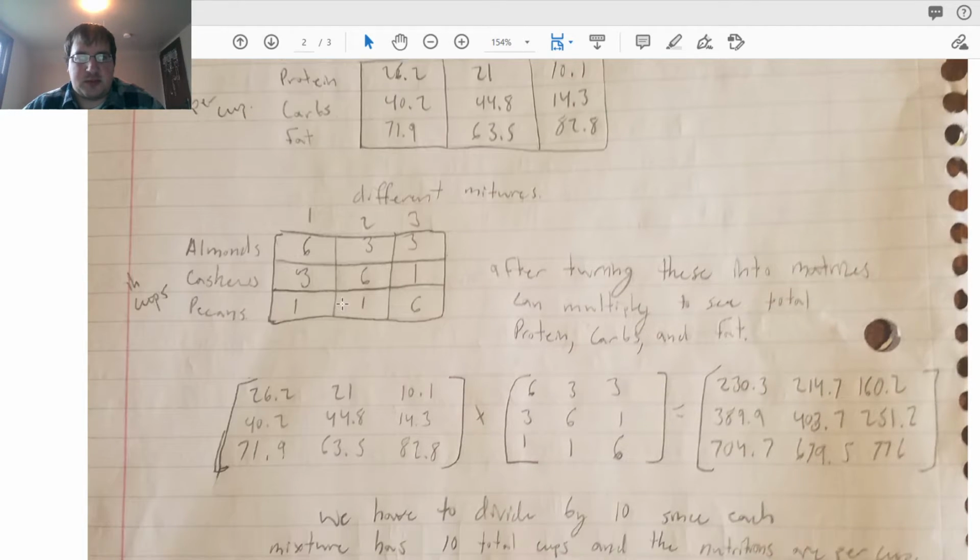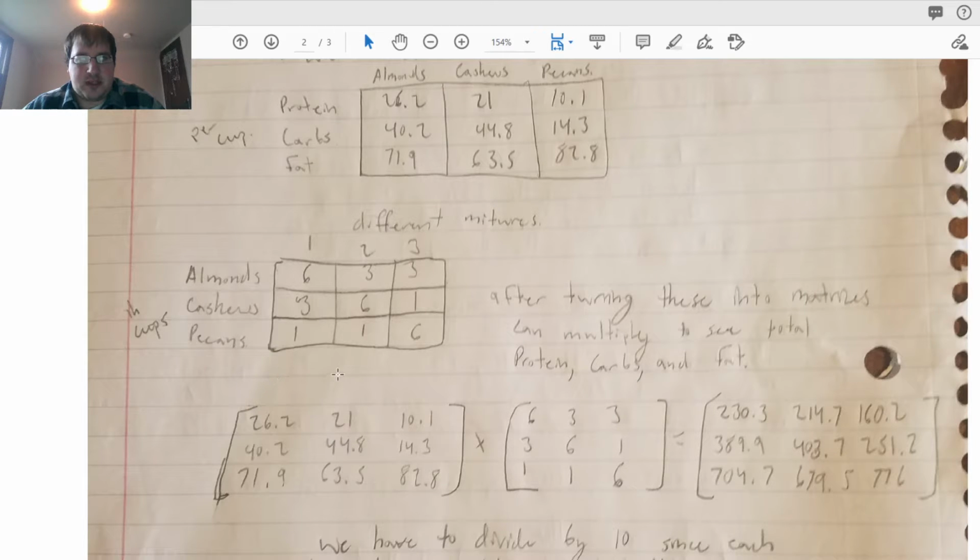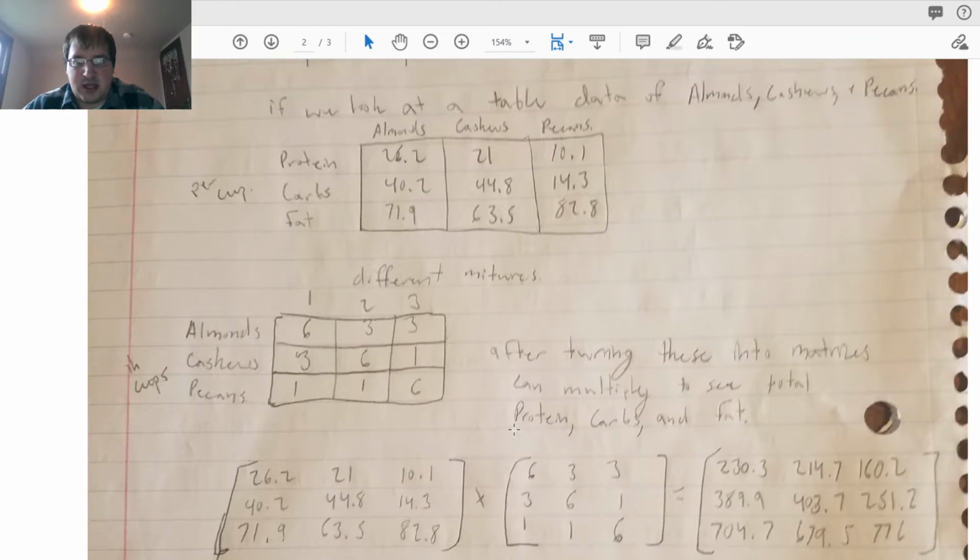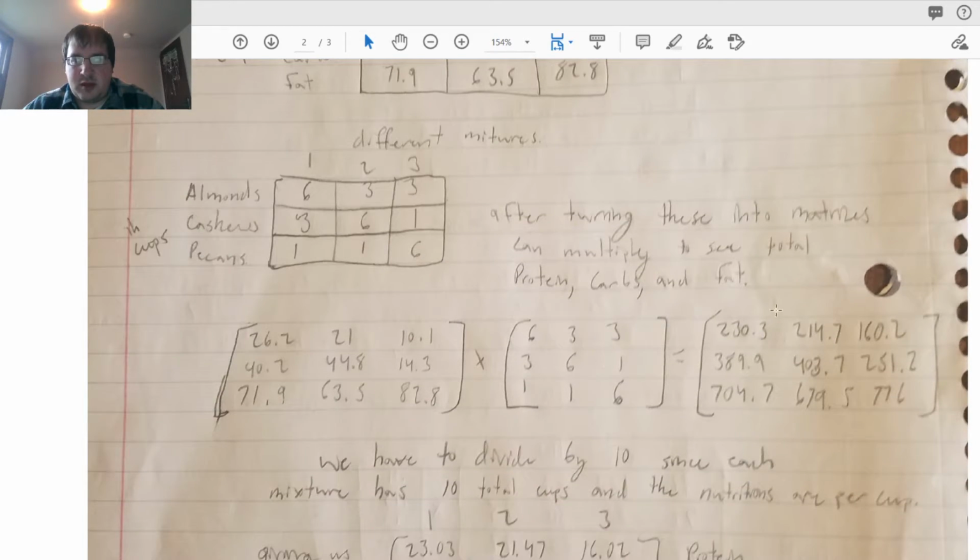So this is for that first table. So we have the proteins, the carbs, the fats, the almonds, the cashews, and the pecans. And this is going to be multiplied. You can see here when they're next to each other that it's going to be the almonds being multiplied by the proteins of the almonds. So the number of cups of it multiplied by its value into each of these spots. I didn't show the steps for this one, but these are your end results.